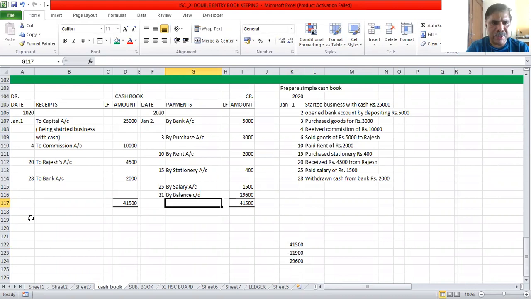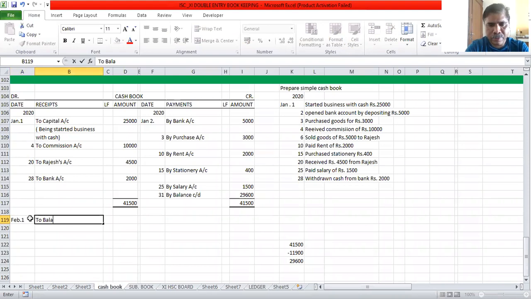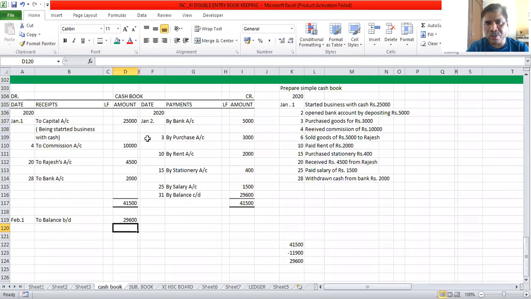Okay. After January, which month comes? February. February 1st. To balance brought down. It is like a ledger. To balance brought down, that is 29,600. Hope you have understood how we recorded these transactions in the simple cash book.